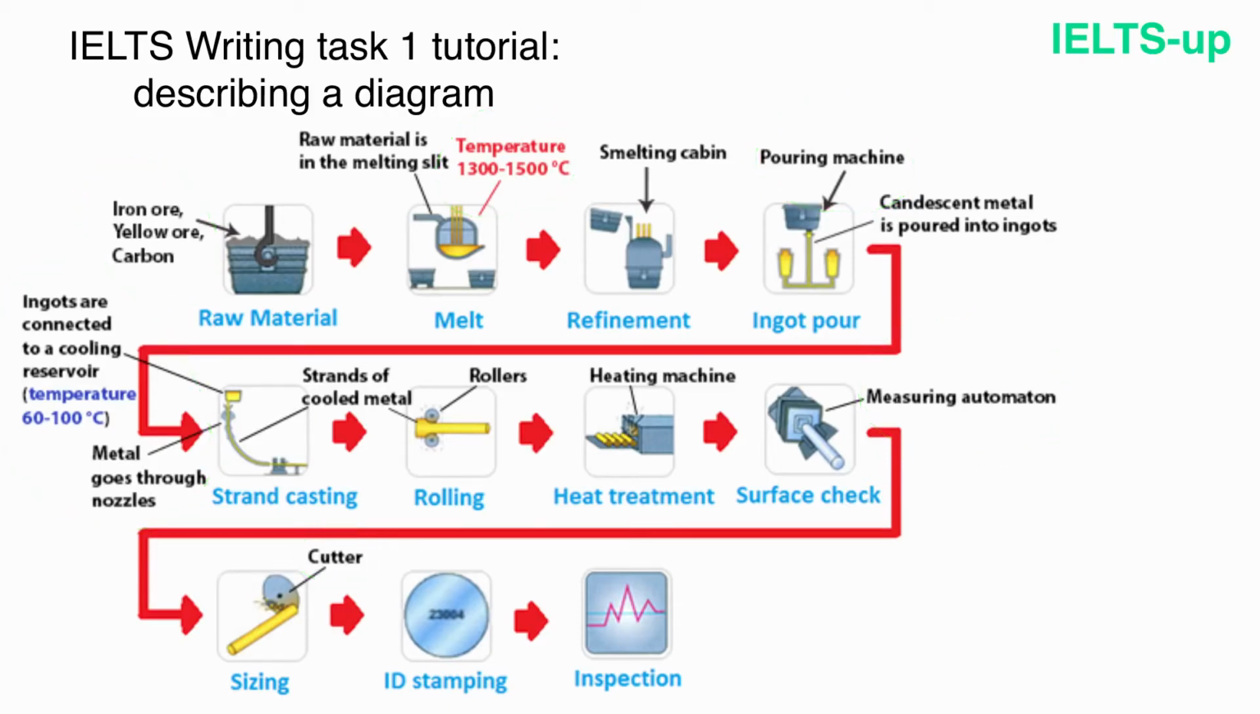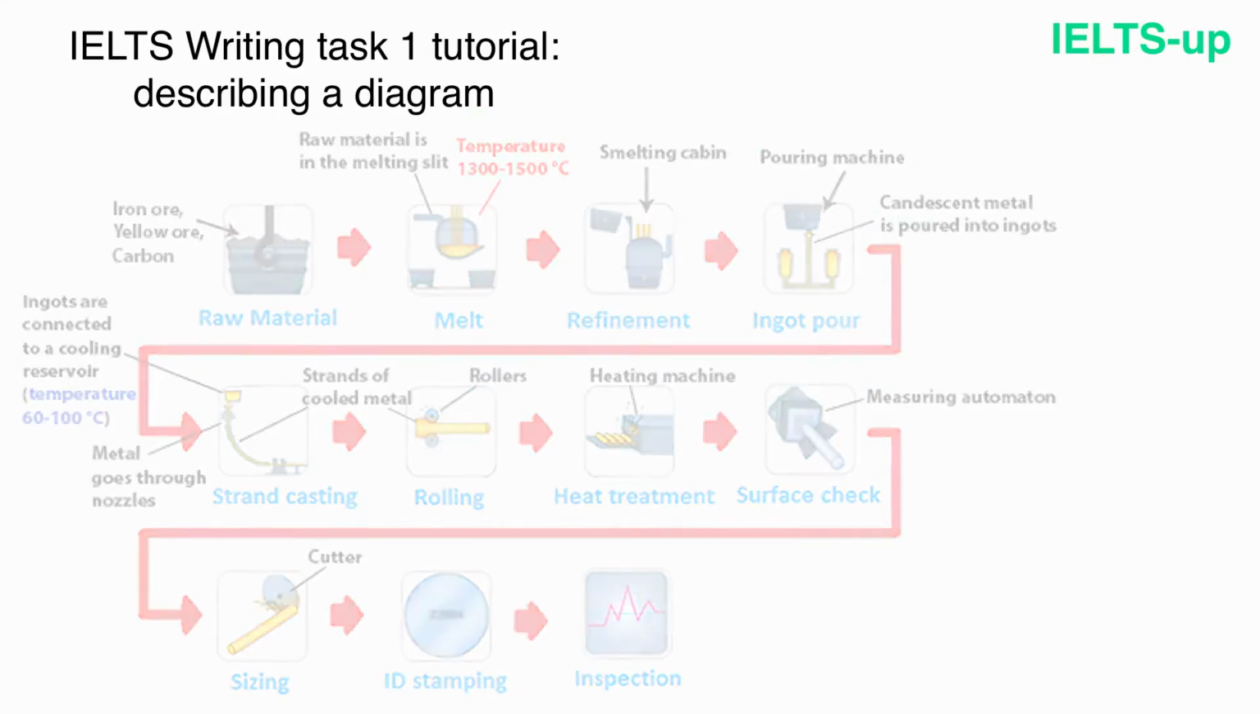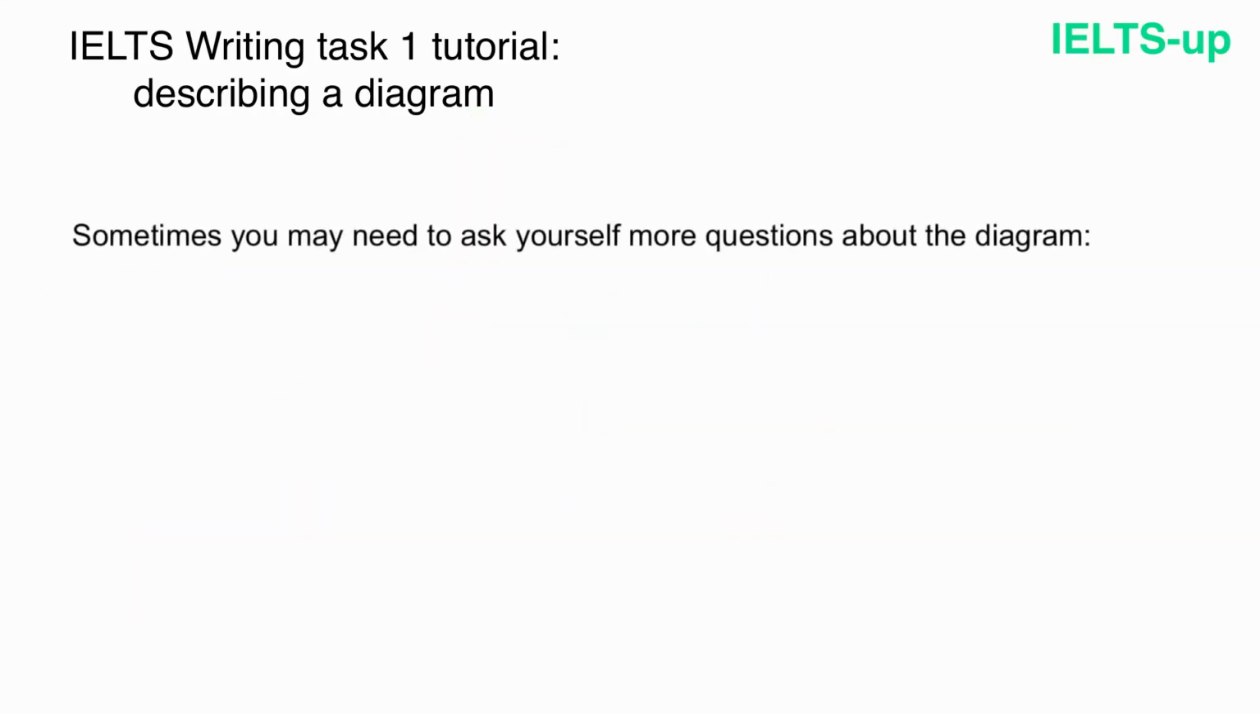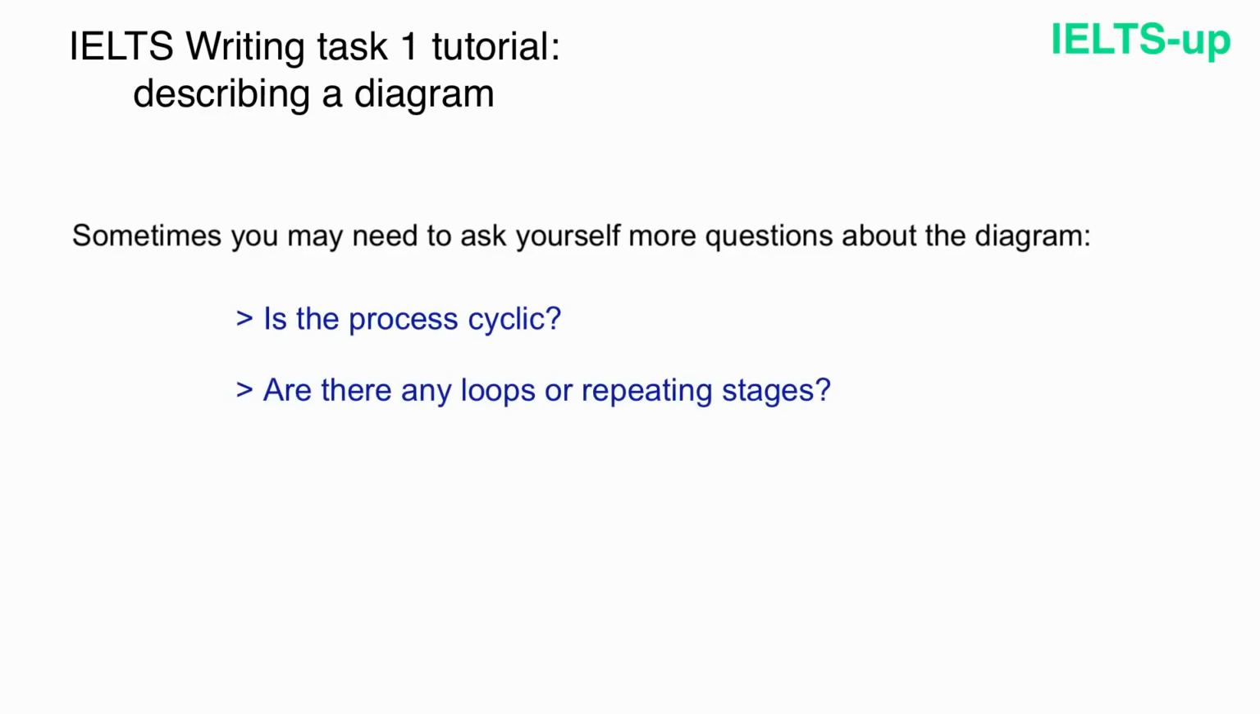Some diagrams may be not as straightforward as this one, so sometimes you may need to ask yourself more questions about the diagram. For example, is the process cyclic? Are there any loops or repeating stages?